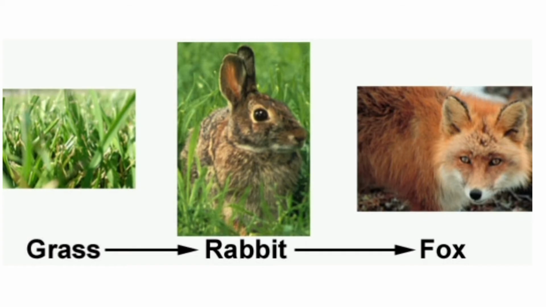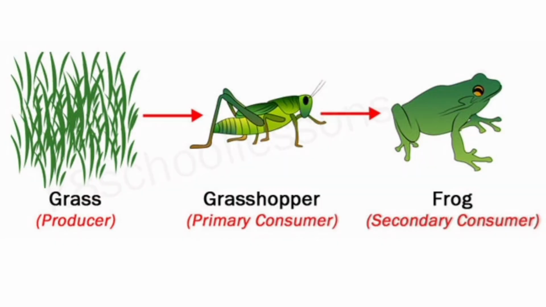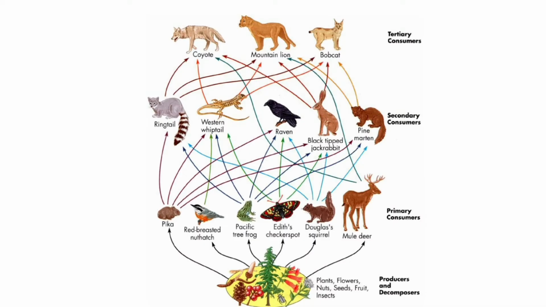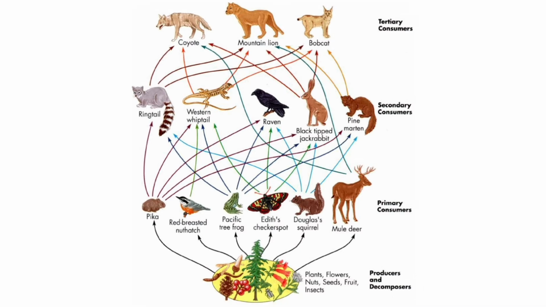So the food web also starts with producer and ends with the top carnivore. Grass is consumed by rabbit and further rabbit is consumed by a fox. So grass is also consumed by grasshopper, which is consumed by frog, and frog is eaten by snake and snake by hawk. So here you can see in a food web there may be several interconnected food chains. So here you can see there are so many animals which are interconnected together in the food web, which are eaten by other animals, and these animals eat some other animals as food.